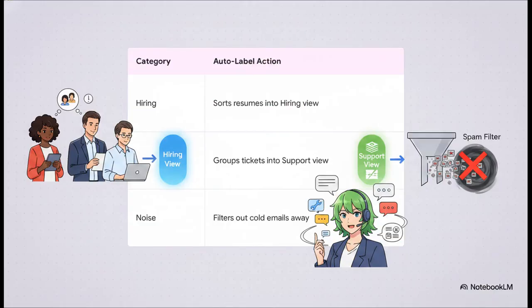Let's look at how this plays out in the real world, because in practice, it's magical. If your category is hiring, the AI automatically sorts incoming resumes and interview times right into your hiring view. If your category is support, it scoops up tickets like "I can't find my login" and groups them straight into the support view. And what about noise? It meticulously filters out those annoying cold emails and generic newsletters far, far away from your main inbox. This is exactly what it looks like when you're seamlessly juggling multiple client needs without breaking a sweat.